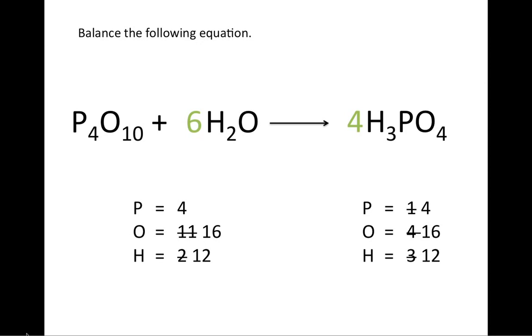This isn't always the case. Sometimes you need to go balance that third type of atom, but sometimes you'll be fortunate enough that it will just work out and save you a little work. And now because I have the same number of each type of atom on the reactant side and the product side, I can consider this reaction correctly balanced.